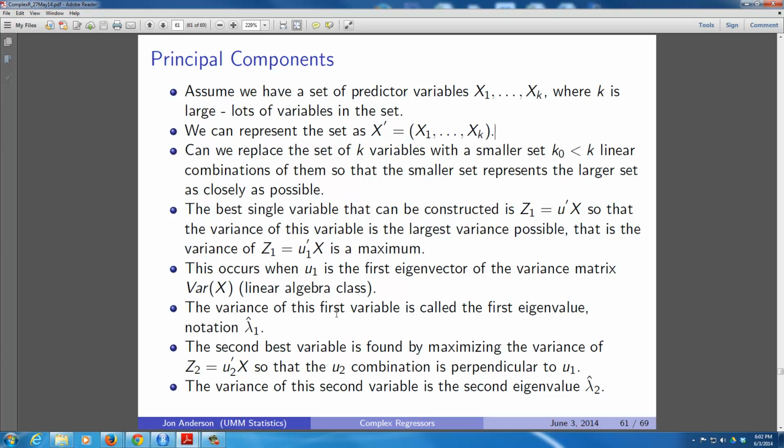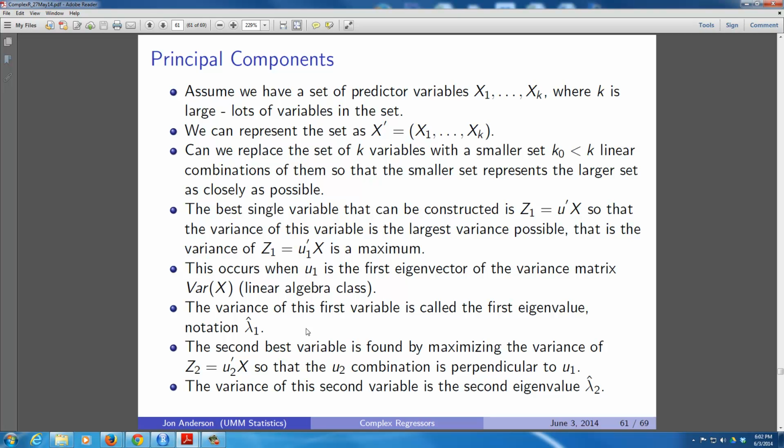It turns out that that linear combination of the original variables is defined by this little coefficient vector U1, and U1 is the first eigenvector of the variance matrix of the variable set. You'd learn this in a linear algebra class. The variation of that first variable, Z1, the biggest variation you can get, that variance is called the first eigenvalue, and we have notation for that, lambda hat 1. That's the single best variable you can make out of the original set.